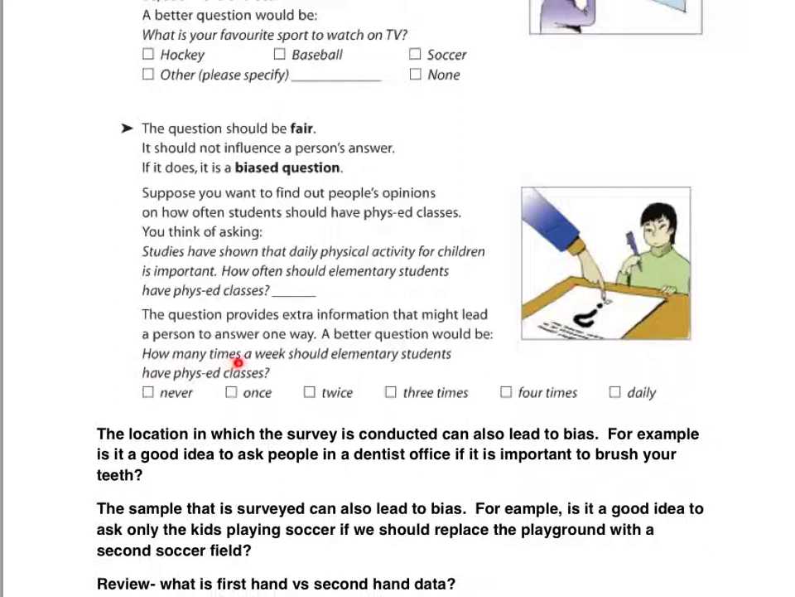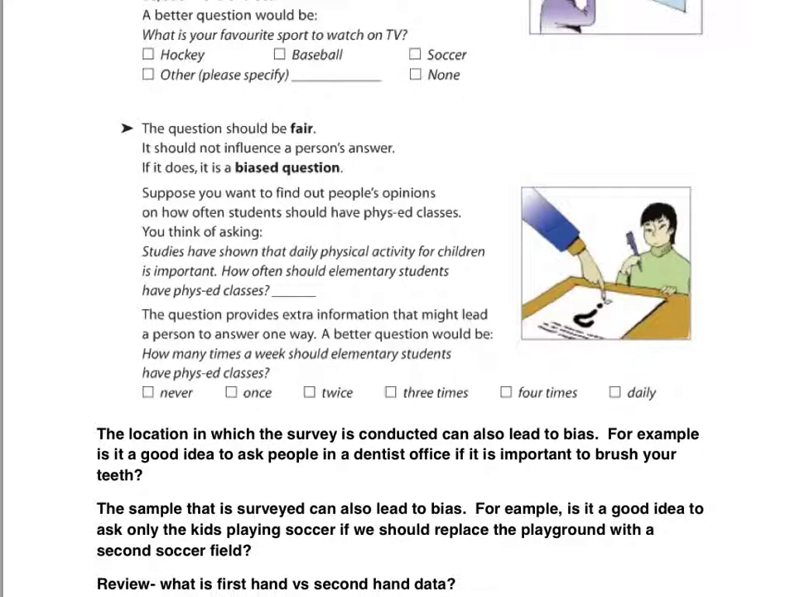with that addition of how many times a week, so we have again that specific response. So a better question would be, how many times a week should elementary students have phys ed classes? Never, once, twice, 3 times, 4 times, daily. That includes all of the possible options. We go to school 5 days a week, daily, 4 times a week, 3 times a week, twice a week, once a week, and never. All options are included. It's a clear, specific question, asks how many times a week, and there's no biased information there.